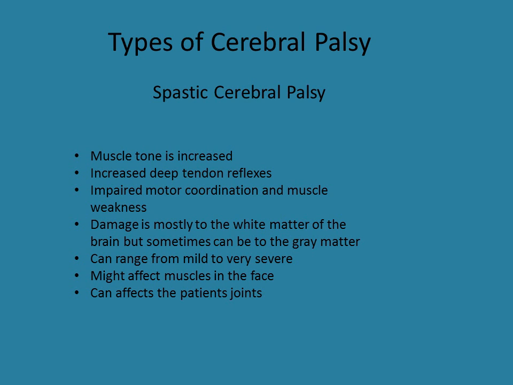First, I'm going to talk about spastic cerebral palsy. The muscle tone in spastic cerebral palsy is increased. It also has increased deep tendon reflex, impaired motor coordination, and muscle weakness. Often it is a result of damage to white matter, but might be gray matter as well. It can range from mild to very severe. Mild being few limitations to severe being many limitations to where their arms and legs are useless.